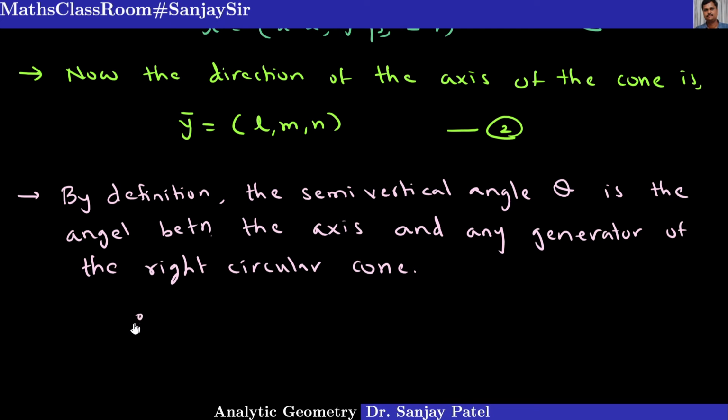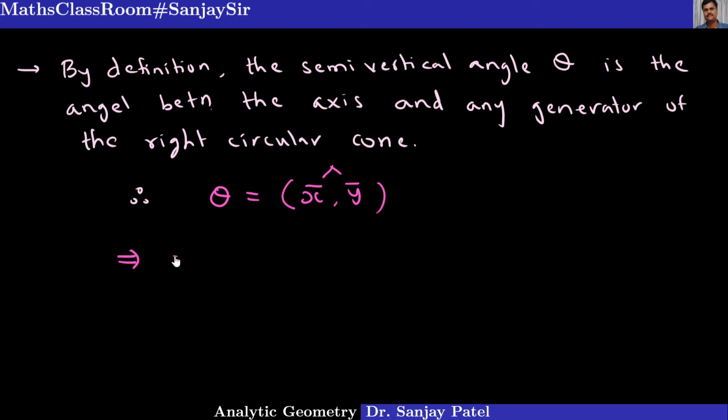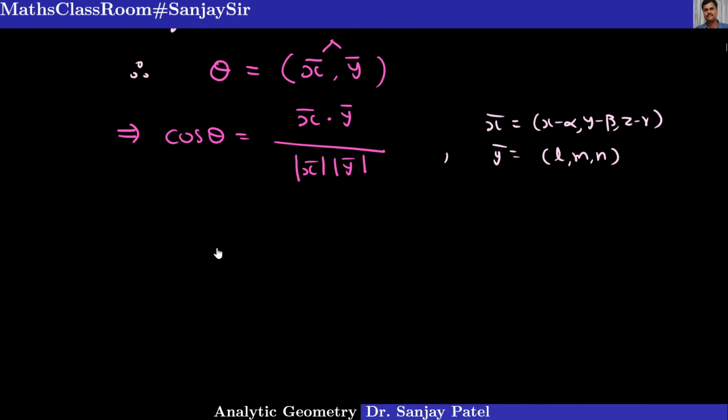Okay. Therefore, this theta is the angle between the two vectors x bar and y bar, which I can write like this. You know this notation for the angle between two vectors x bar and y bar. And therefore I can write cos theta is equal to x bar dot y bar upon mod of x bar into mod of y bar. That is the formula to find the angle between two vectors. Here x bar is x minus alpha, y minus beta and z minus gamma, and y bar is the direction of the axis, which is l, m, n. Okay, so putting the values in this, what I will get is cos theta is equal to x minus alpha. Let me write.